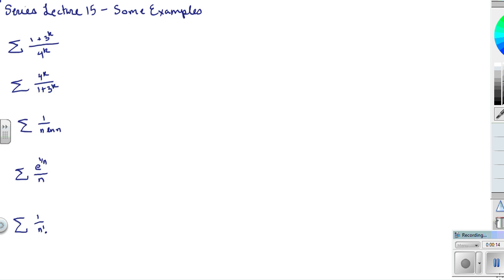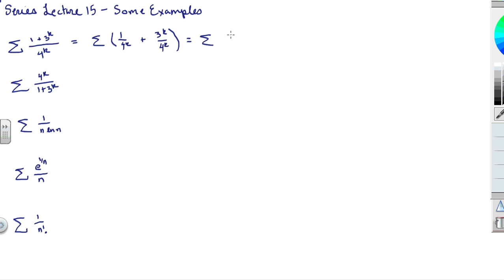So this first one, how would I work that? That's not quite a geometric series as written, but you might notice that in fact it does break up into 1 over 4 to the k plus 3 to the k over 4 to the k. And both of these separately are geometric series that converge. And remember, if they converge, you can write it as the sum of the series.